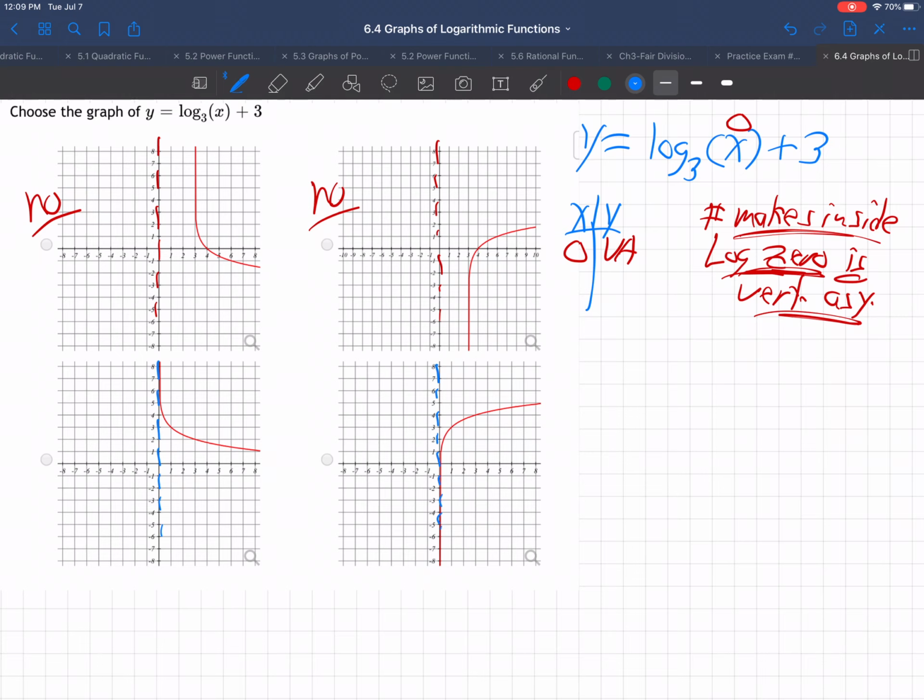See how the graph is hugging tight to the vertical asymptote right at x equals 0, right? This is right at x equals 0. This one's right at x equals 0. And the graphs are approaching those vertical asymptote lines. Whereas this graph, his vertical asymptote is way over at 3. And this one, same thing, way over at 3. That's not right. The vertical asymptote is 0.